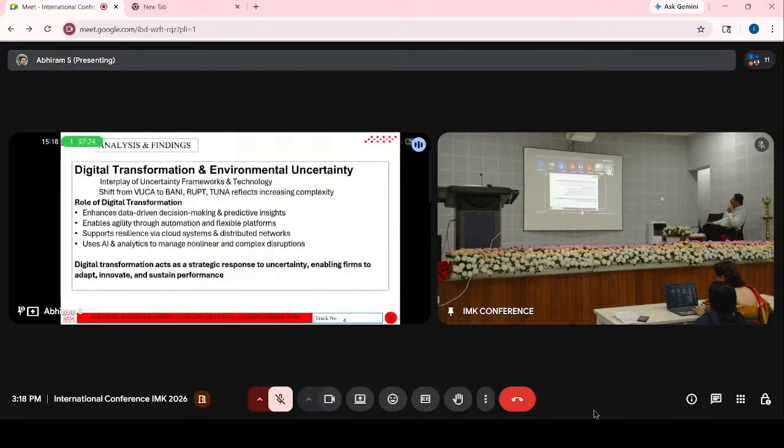Next is analysis and findings. Digital transformation and environmental uncertainty. Interplay of uncertainty frameworks and technology. Shift from VUCA to BANI to complexity. So the role of digital transformation: enhanced data-driven decision-making and predictive insights.